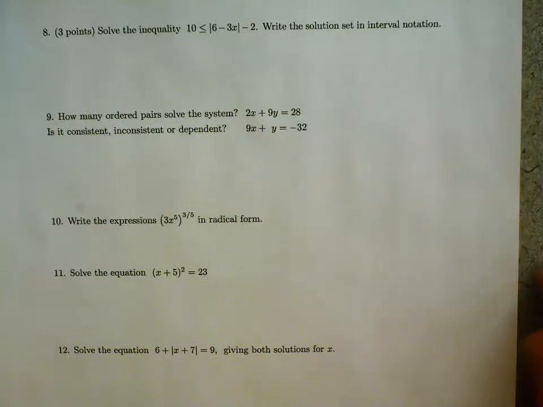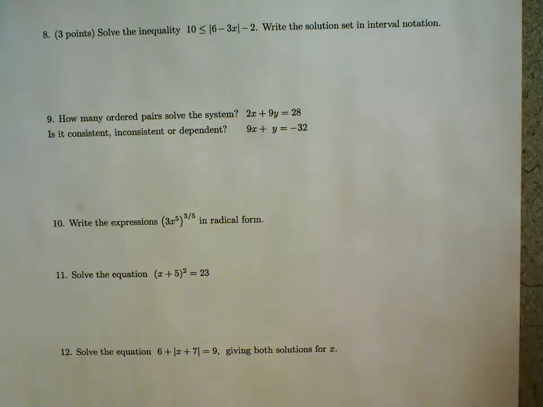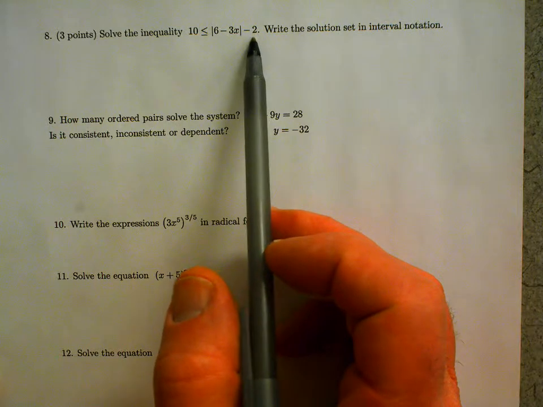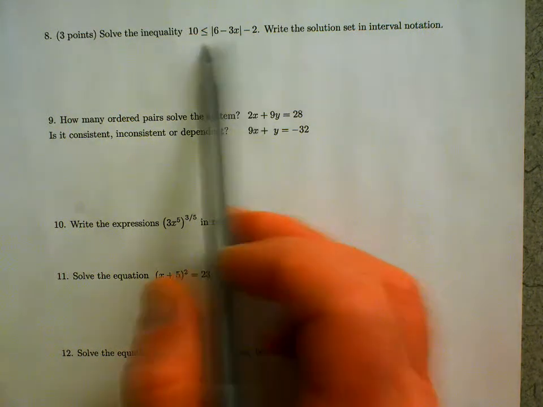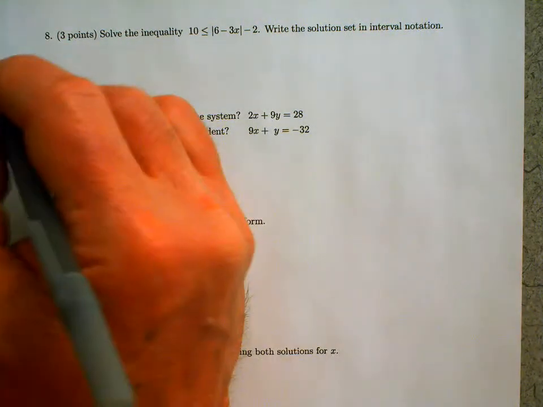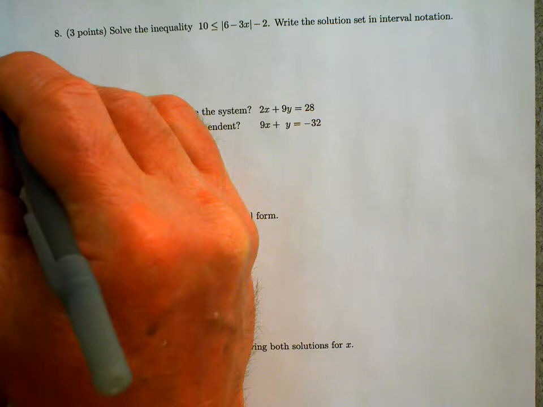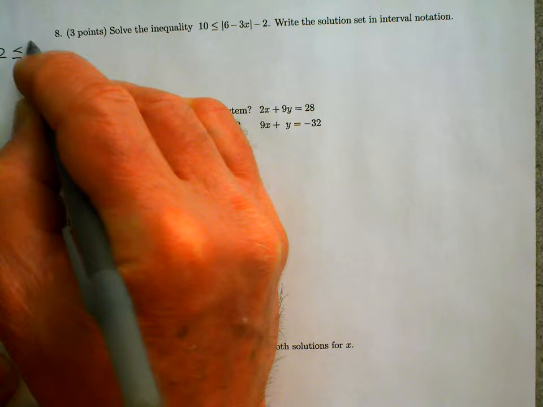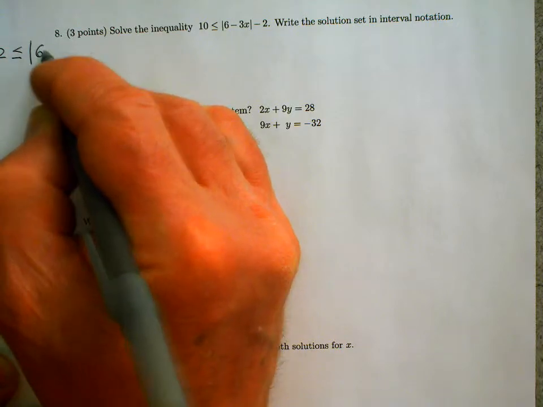Solve the inequality. This is an absolute value inequality. 10 is less than or equal to the absolute value of 6 minus 3x minus 2. So the first thing to do is get it into standard form by adding 2 to both sides. So when we add 2 to both sides, we get 12 is less than or equal to the absolute value of 6 minus 3x.